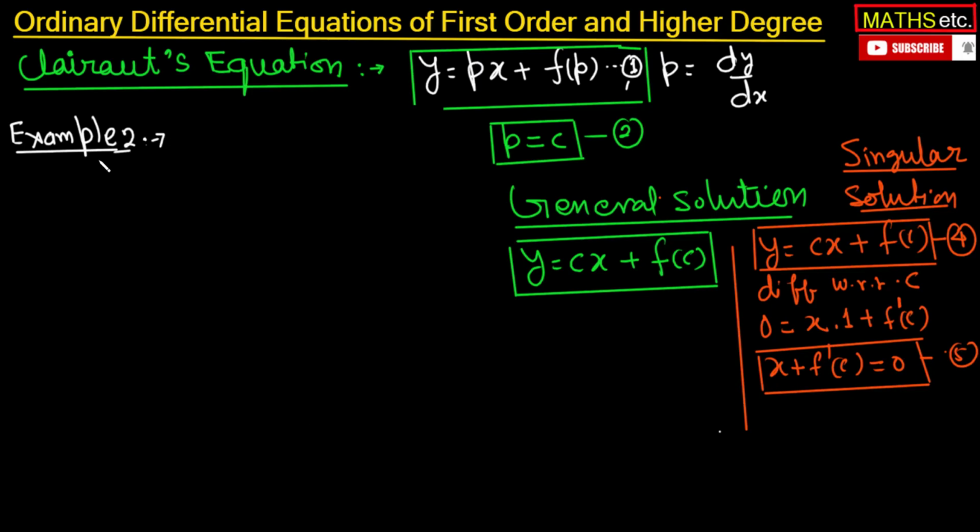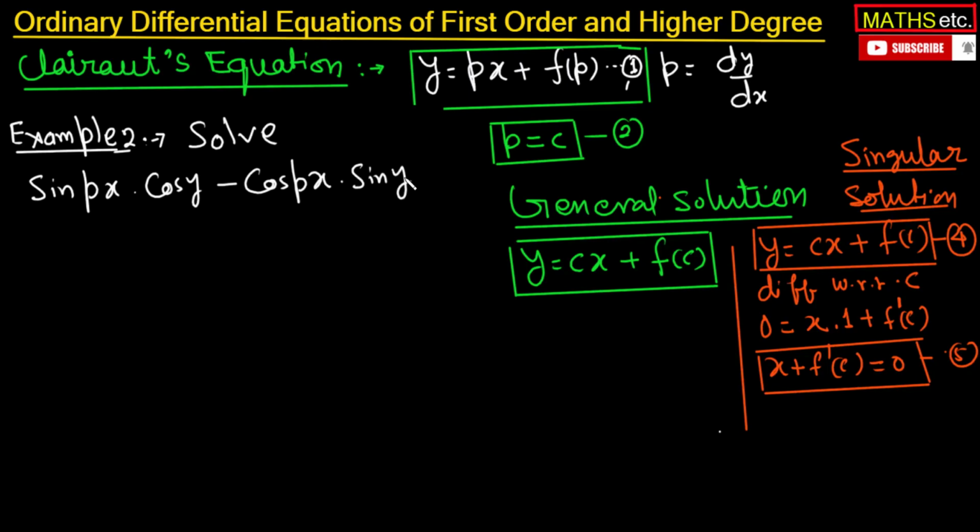Let us take one more example, and in this example, we have to solve this equation. This one is sine px into cos of y minus cos px multiplied by sine y is equals to p. Okay, now at first look, this is not a Clairaut's equation because this is not in the general form y equal to px plus f(p).